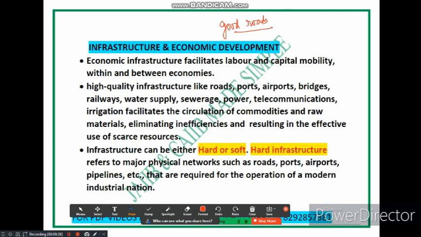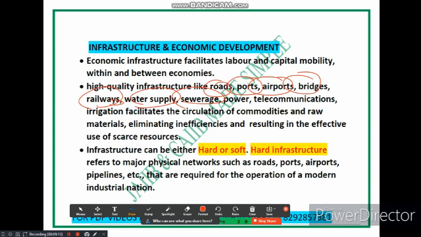The next point is high quality infrastructure. So what does it mean? When we have well built and efficient infrastructure like roads, ports, airports, bridges, railways, water supply, sewerage, it helps goods and resources to move smoothly. For instance, if there are good roads and good transportation networks, it becomes easier and quicker to transport goods from the factory to the market. This eliminates delays and inefficiencies, leading to cost savings and ensuring that resources are used effectively.